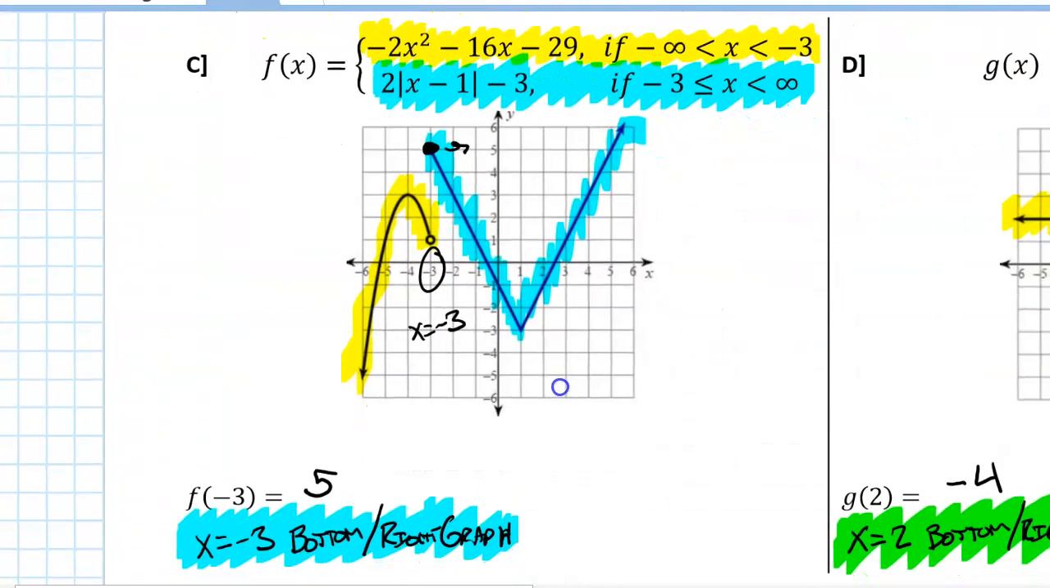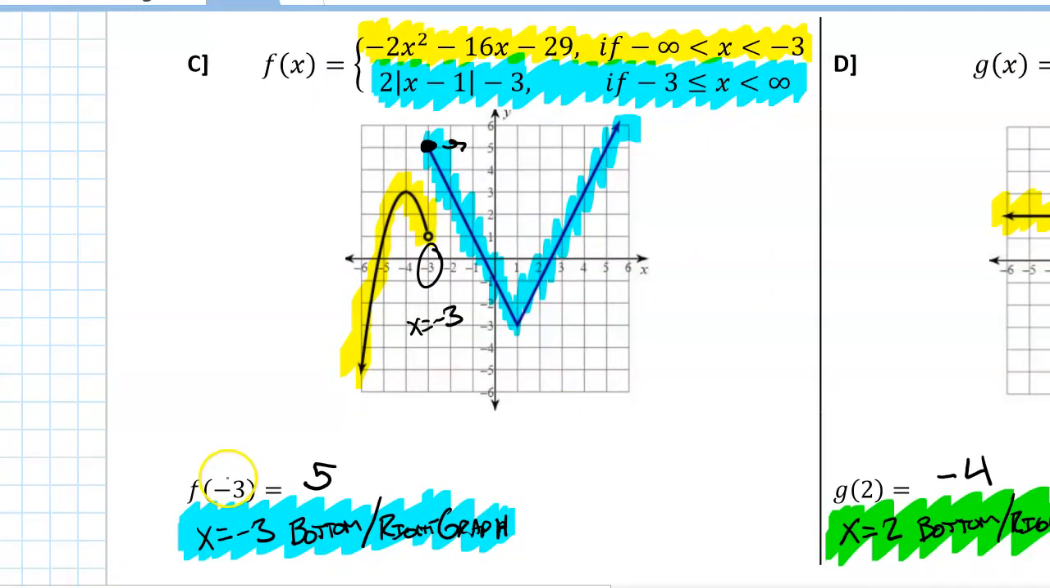Example C, here I gave you the equation and the graph. F of negative 3, looking at the graph, here's negative 3, the solid dot shows up at y equals 5. So we could plug it into the equation and get the same result.